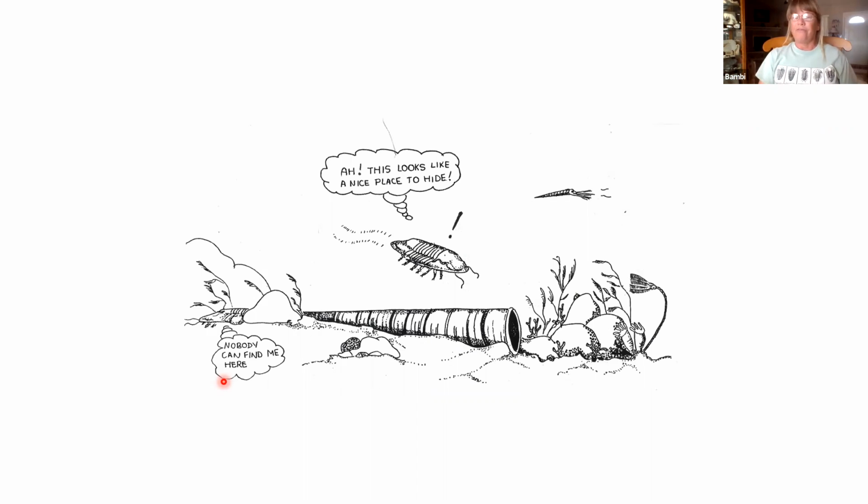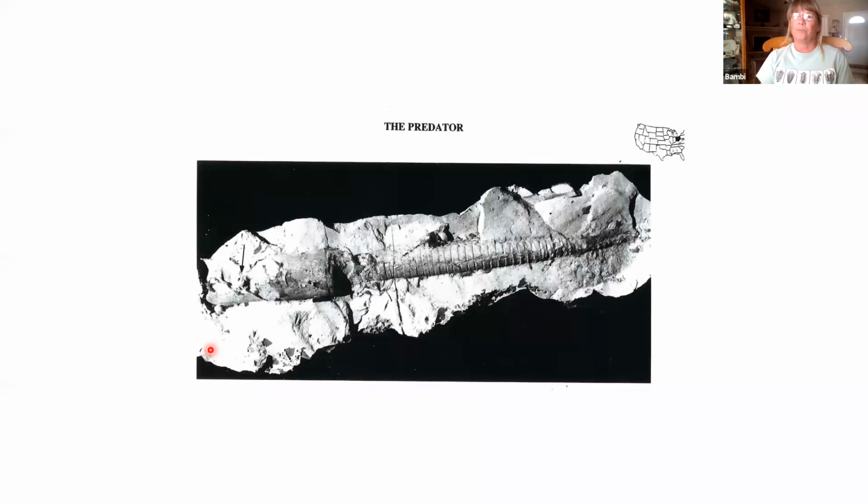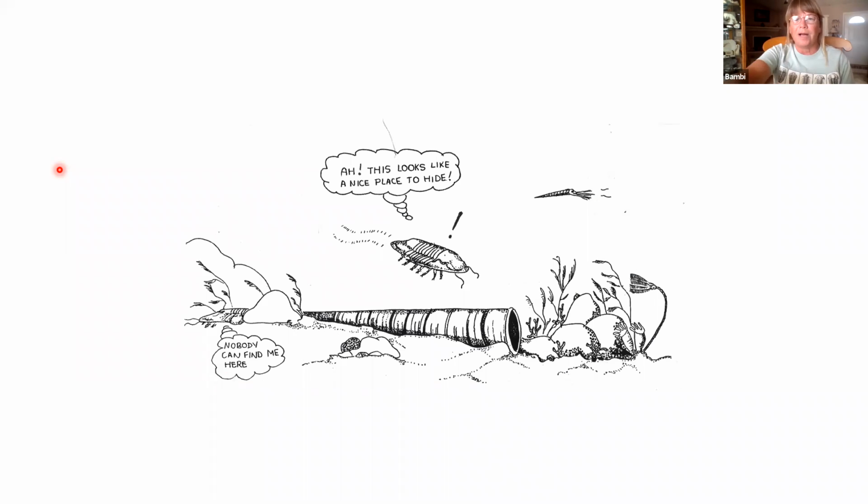I'm going to go through a few cartoons now that Tom did. I think they speak for themselves, so I'm not going to say anything about this. I'll just pause for a second so you can read it. Nobody can find me here. This is the proof. This is the cephalopod right here, and this is the trilobite. You can't see it very well, but it's right here. And so in the previous picture, there's the cephalopod and the trilobite, and it gets in there.